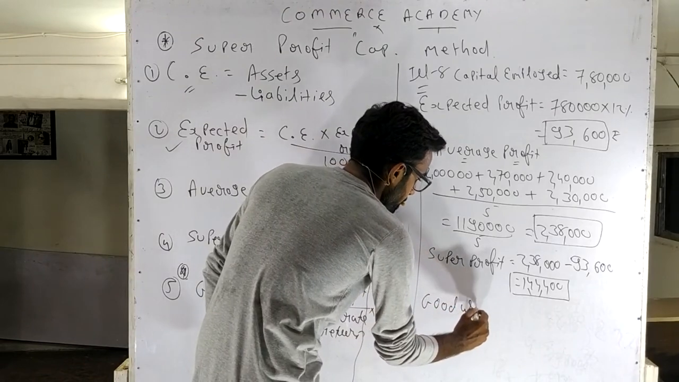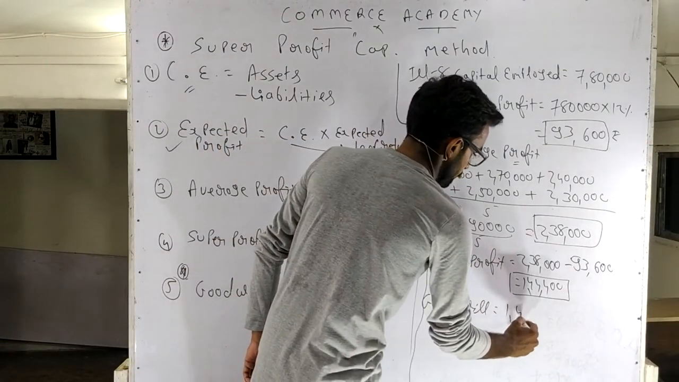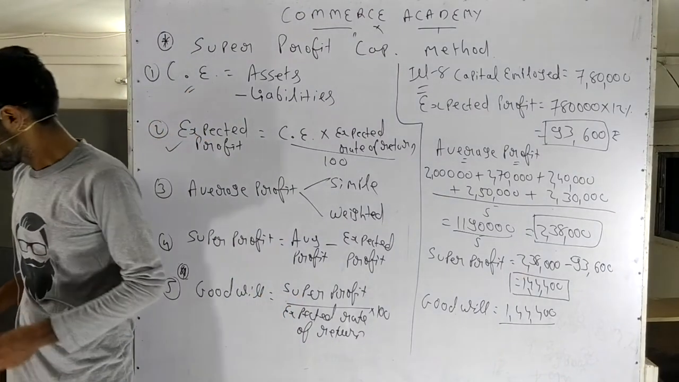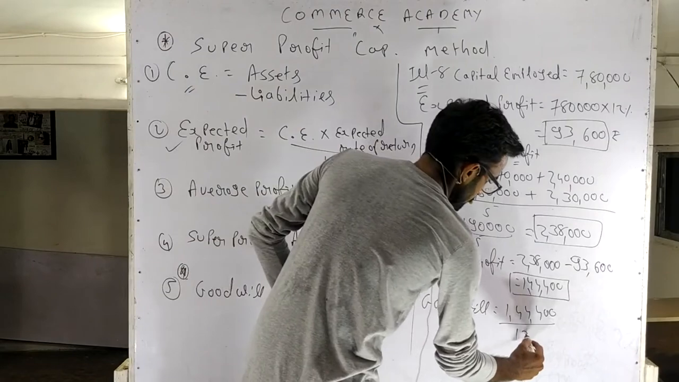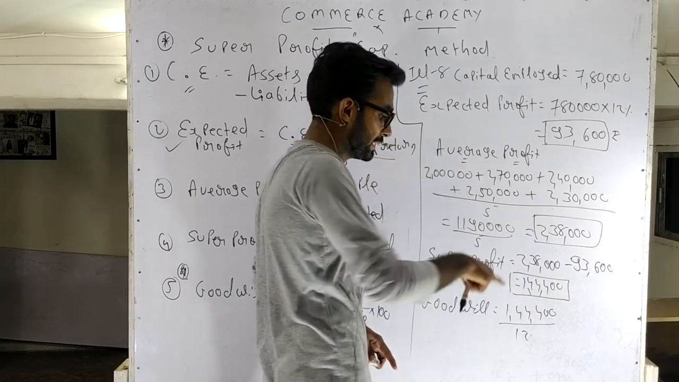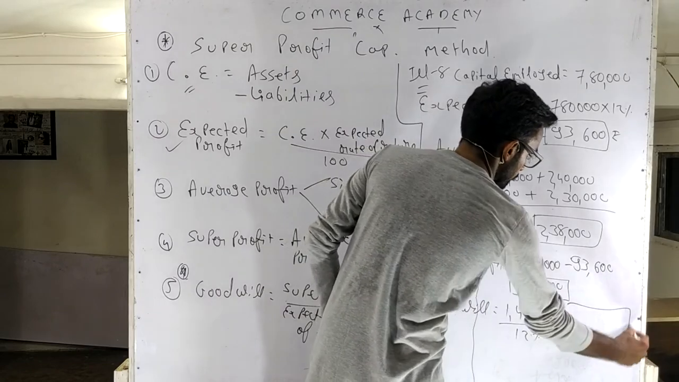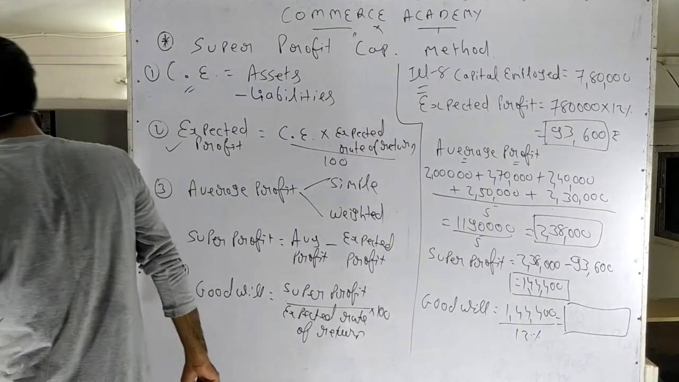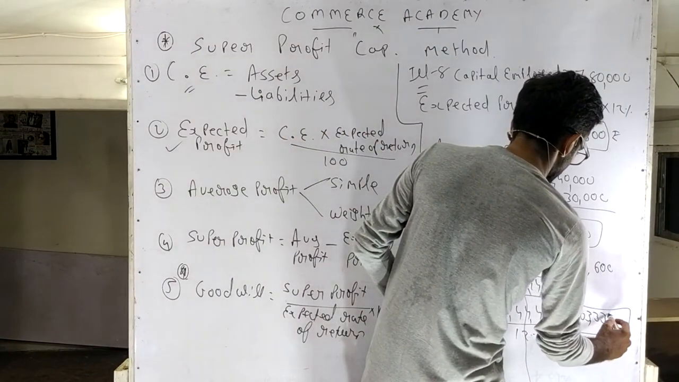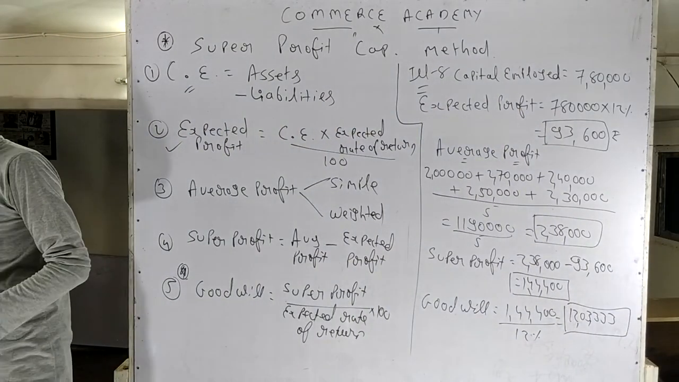Now about the goodwill. What is the formula for the goodwill? Super profit, that is 1,44,400, divided by expected rate of return, which is 12%. If you are writing the percentage here, then you do not need to write multiply by 100. If you are not writing the percentage, then you will have to write that 100. So the goodwill will be 12,03,333.33.